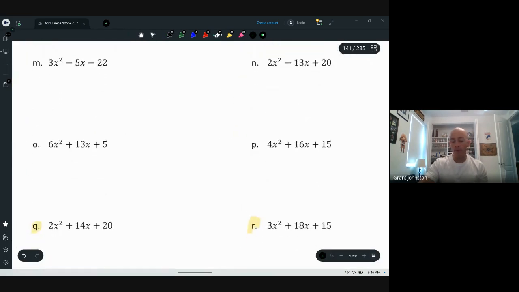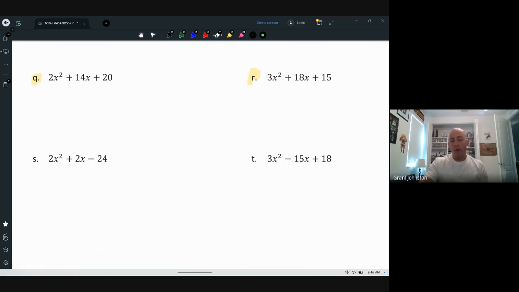Let me show you a couple special cases. So Q and R, and even S and T, are a little bit special cases with this, because there's a little cheat that you can do to start this problem out. Since all these coefficients are even, I can actually factor a 2 out of that entire expression to make this easier. So what I can do is take a 2 out, so I'll have x squared plus 7x plus 10. Hopefully you see what I did there.